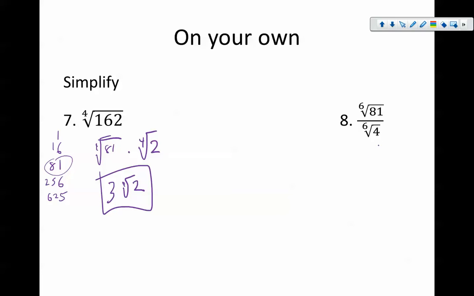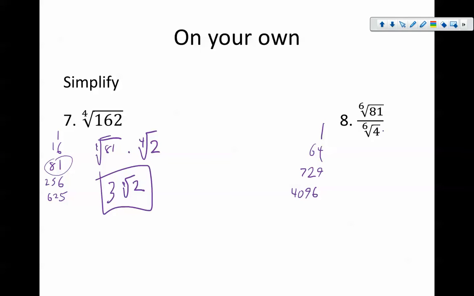Looking at number 8 now, we have sixth powers. So this is, again, we need to make a list of the sixth powers. That's 1, 64. 3 to the sixth power is 729. 4 to the sixth power is 4,096. Man, we're getting big fast.